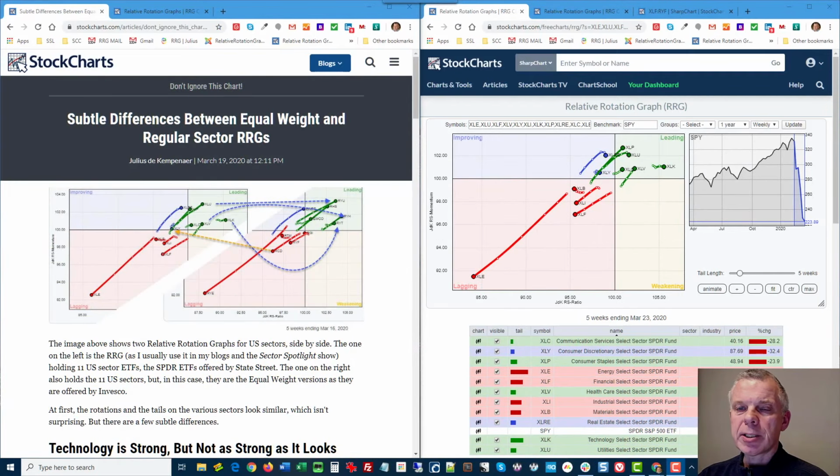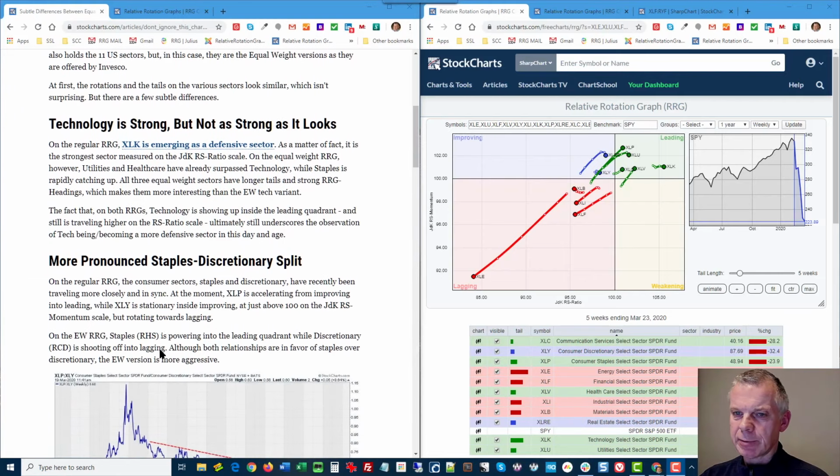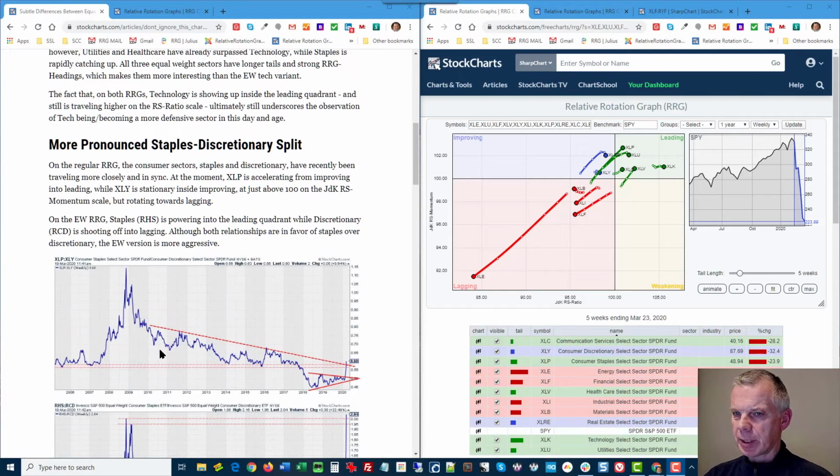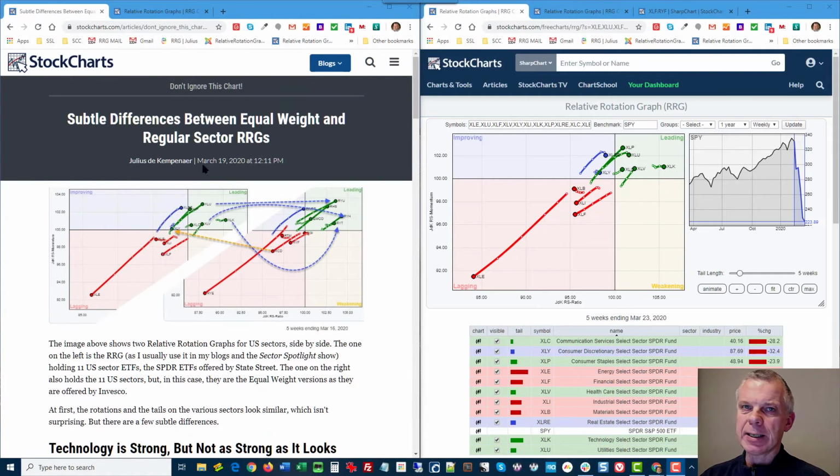Most Thursdays I write an article in the Don't Ignore This Chart blog. Last Thursday, March 19, I wrote an article titled Subtle Differences Between Equal Weight and Regular Sector RRGs. And this is the article here. It's a relatively short article, but I thought that the subject was well worth taking a closer look at in the show here.